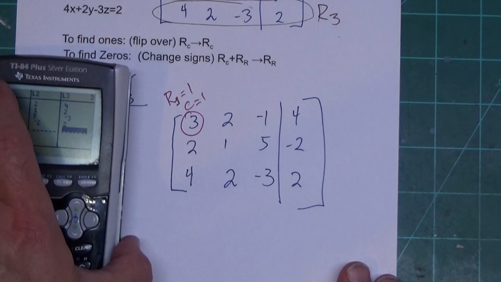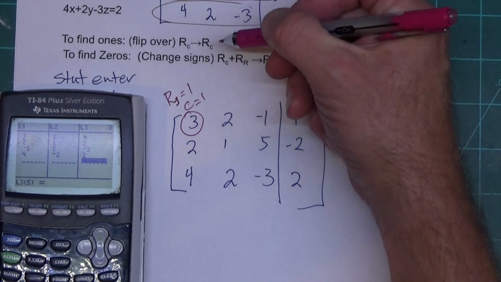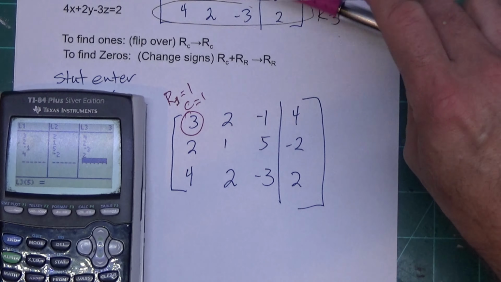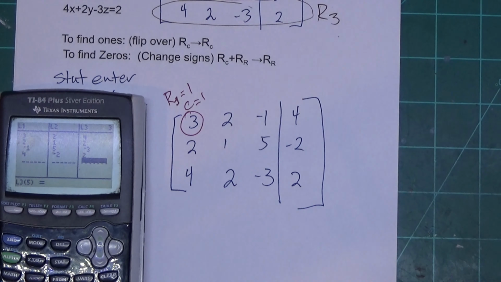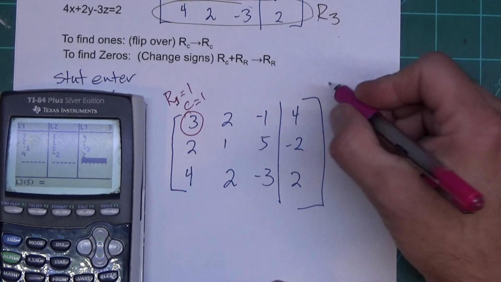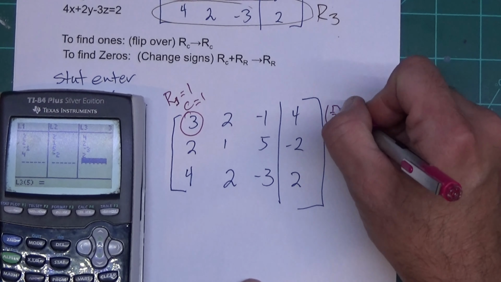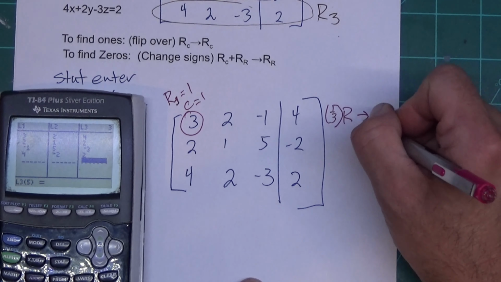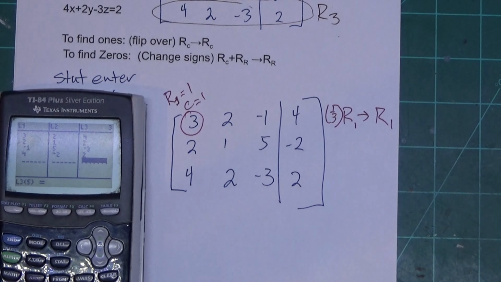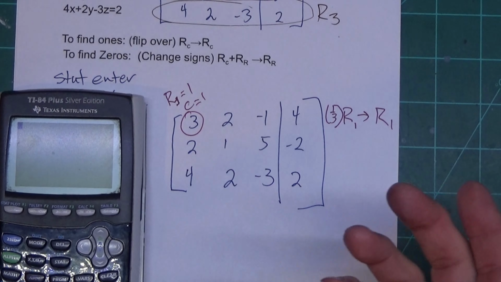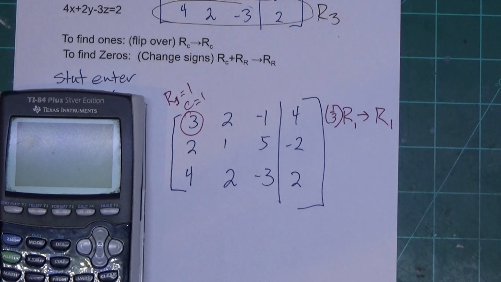Now, what I want to do to it is I want to put a 1 there. The equation for a 1 is up here at the top of the page. It says to find a 1, flip over, R C arrow R C. Well, that's a 3. To flip it over, I'm going to get a 1/3. I'm going to have an R arrow R. Now this tells me C equals 1, so I'm going to put 1s where those C's are. In my calculator, I'm going to hit second quit. I'm going to the home screen.